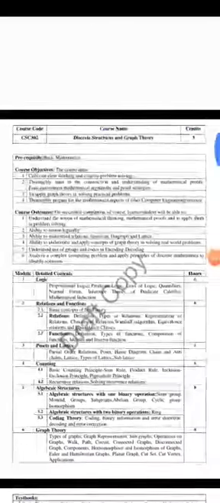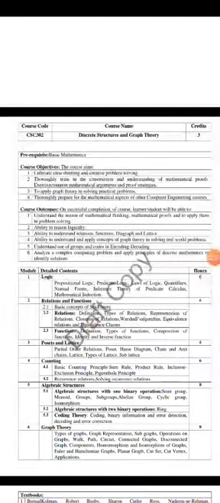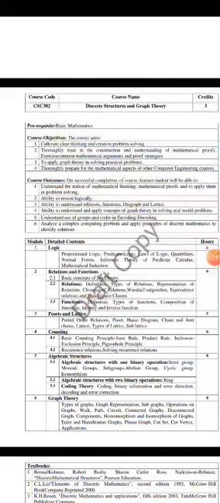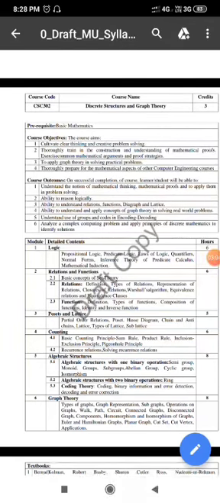As far as the detailed syllabus of this subject is concerned, here the detailed syllabus is mentioned. CSC 302, subject name discrete structure and graph theory. As far as credits are concerned, 3 credits are given for this subject. The prerequisite for this particular subject is basic mathematics. Prerequisite means if you want to understand different concepts from this subject, then your basic concepts of mathematics should be very clear.